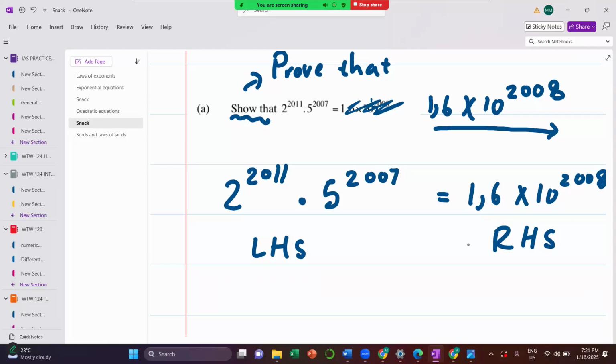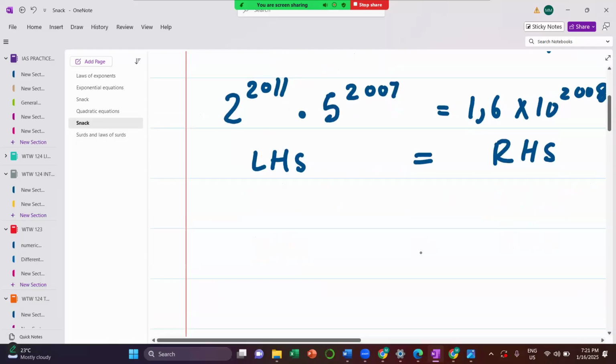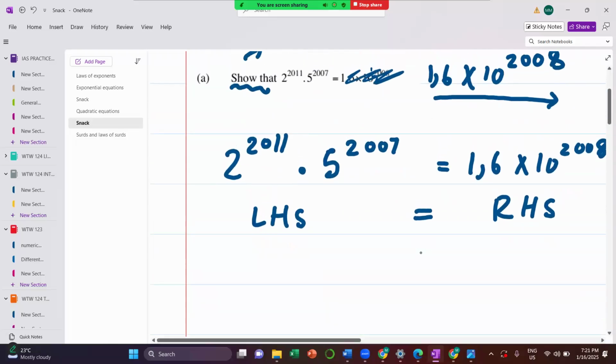So this means that the calculator cannot compute this, but with the skills that you gain from laws of exponents, you can actually get to this. So we must prove that this left-hand side is equal to this right-hand side. We first look at the tricky side, the more complicated side, which seems to be this one, and then we simplify it till we get to what is on the right-hand side.